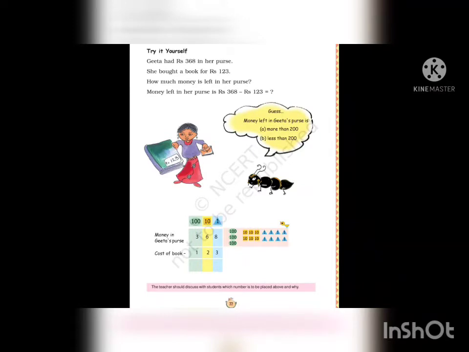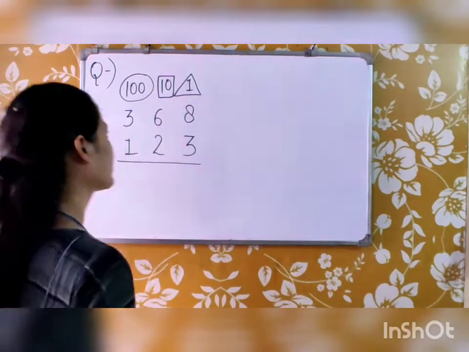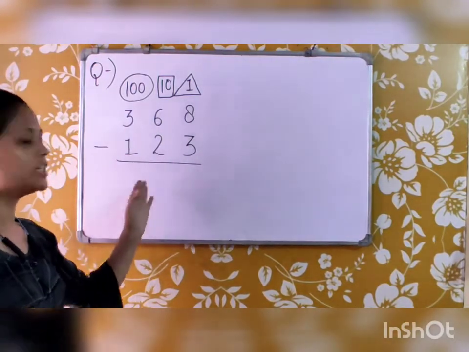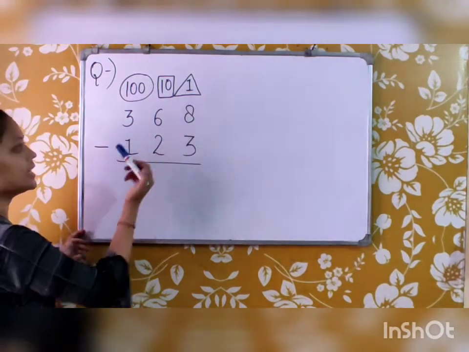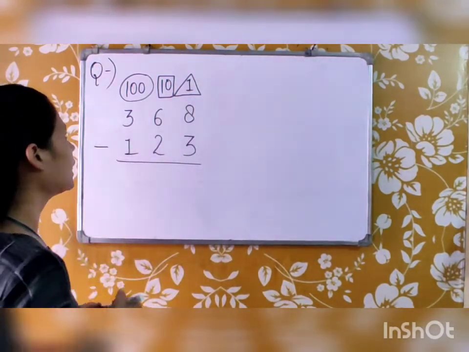So what will we do? We will subtract. Money left in her purse is 368 minus 123. Why 368 minus 123? Because the total rupees she had in her purse were rupees 368 and she bought a book for rupees 123. So to find out the money left, we will subtract it. Now let's do this question. So this is 368 minus 123.